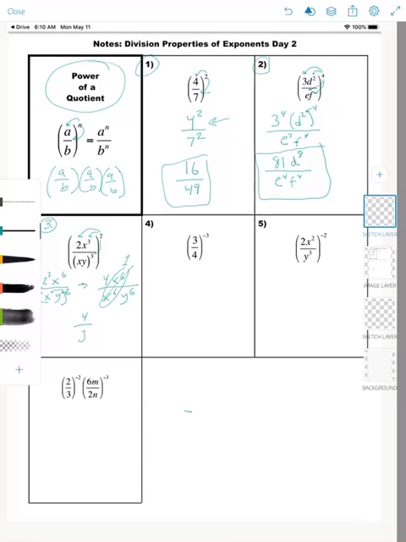And so all that's left on the top is a 4, and all that's left on the bottom is a y to the 6th. Number 4.